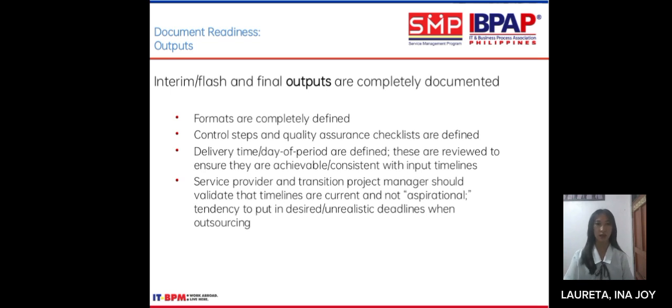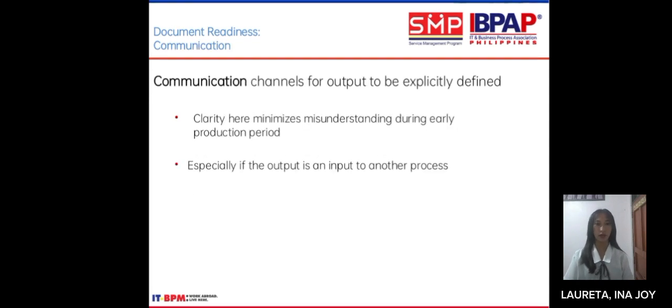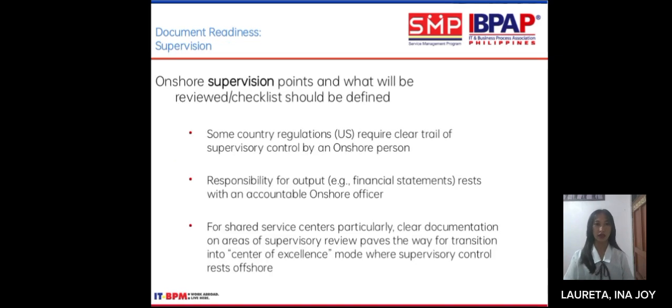Clarity here minimizes misunderstandings during the early production period, especially if the output is an input to another process. Supervision includes onshore supervision points, and what will be reviewed or checklists should be defined. Some country regulations, such as in the US, require a clear trail of supervisory control by an onshore person. Responsibility for output financial statements rests with an accountable onshore official.